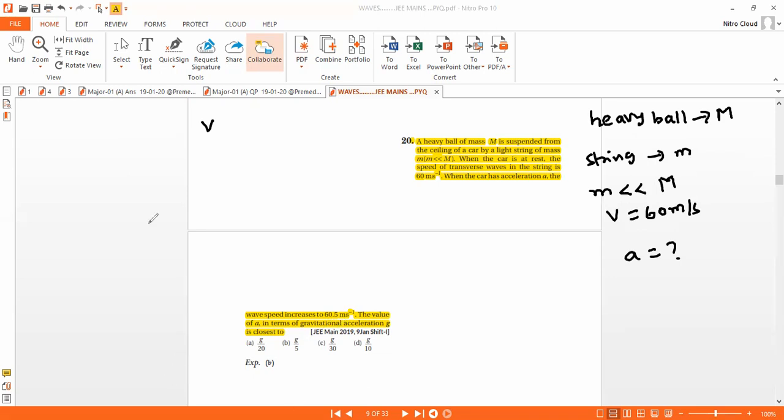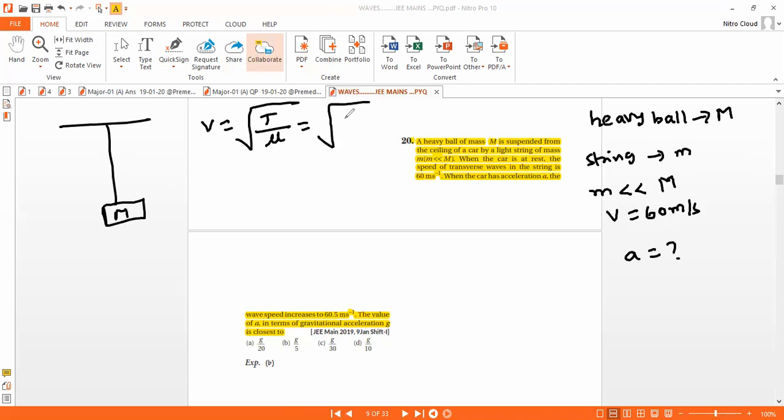So initially we can write v is equal to under root T by mu. Whenever it is connected to a ceiling with a heavy mass, I can write T equal to mg. Linear density means mass per unit length. That is equal to 60 meter per second.